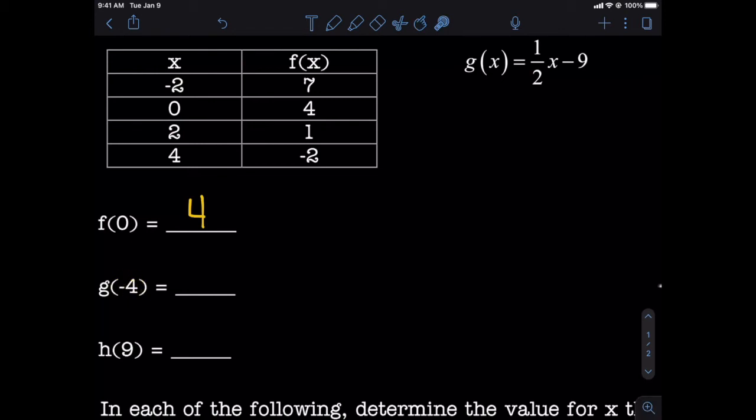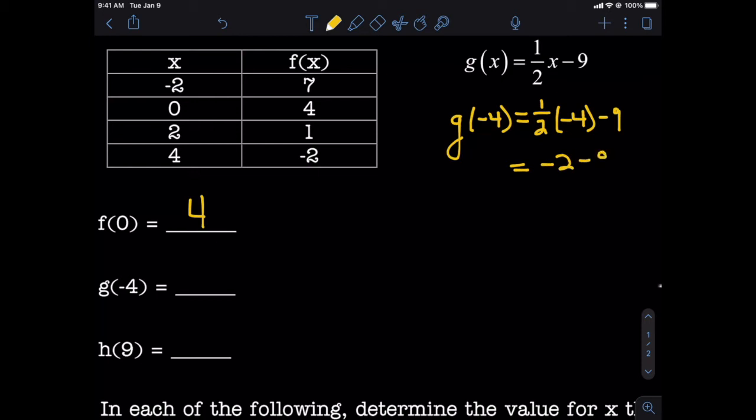This means, what is y when x in the equation here is equal to negative 4? How are we going to figure that out, Yance? Well, let's plug it in like you wanted to in the first place. G of negative 4 is the same as 1/2 times negative 4 minus 9. Just replace x with the value in the parentheses.